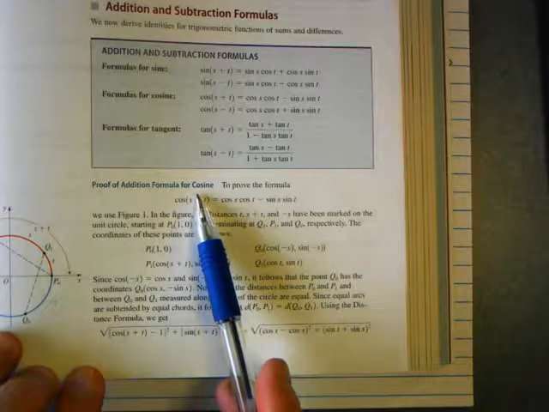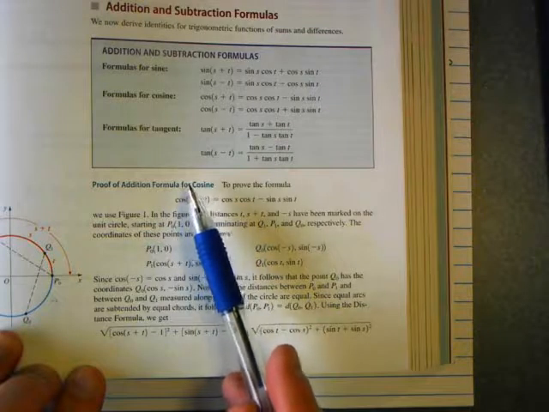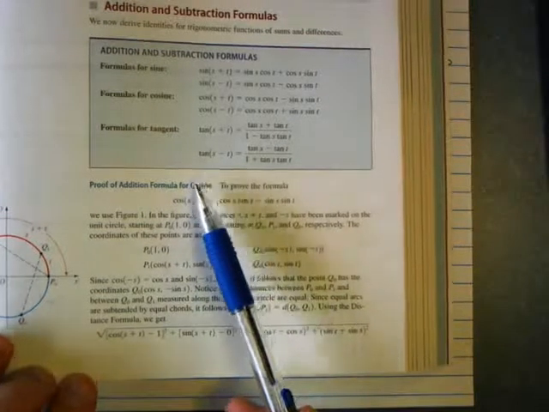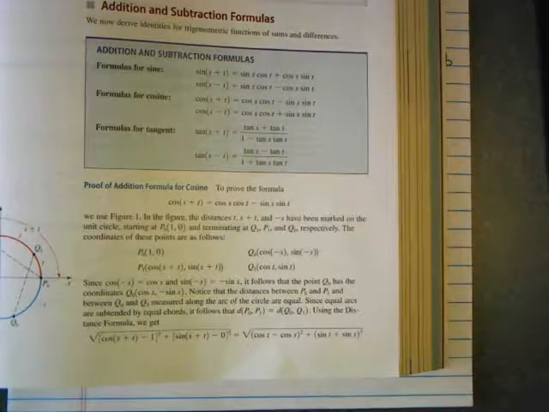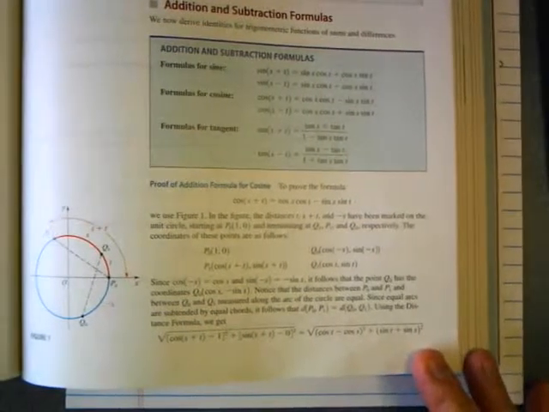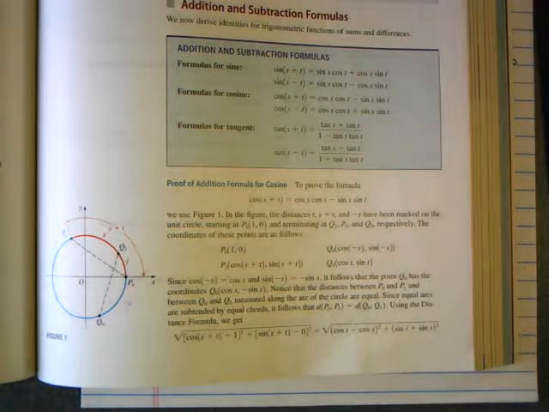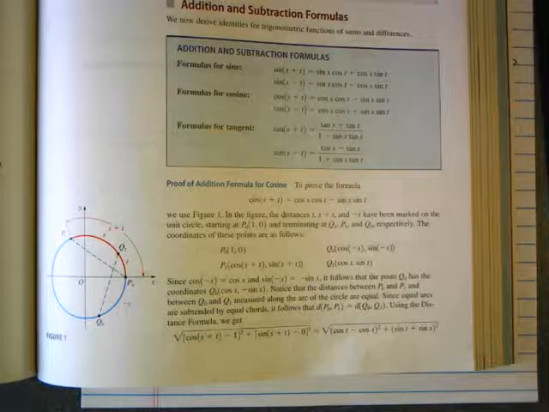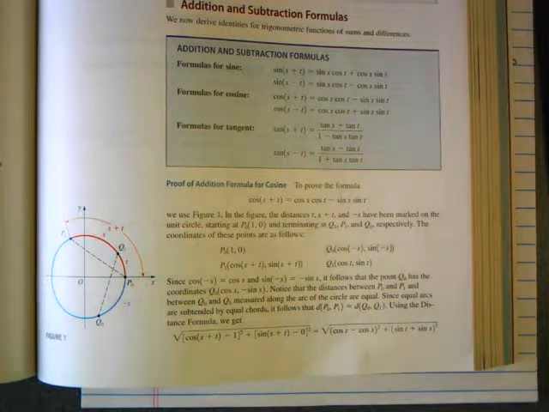That's not the proof of the addition formula for cosine. Well, it's here, it shows up. But if you really want to know why these are true, you can look in your book. You don't really want to know why, you're just going to believe me. That's a good idea. But I'll tell you what happens.